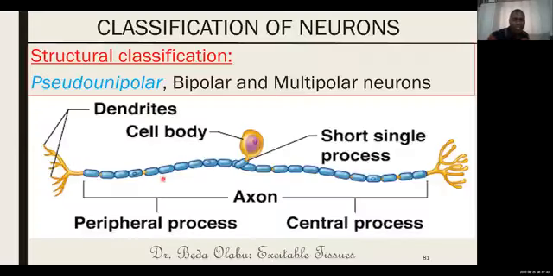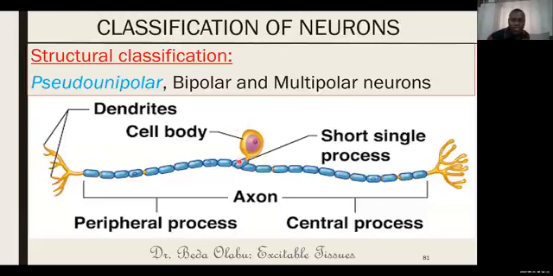How about pseudounipolar neurons? We have said that pseudounipolar neurons, where the cell body is here, there's a short single process which then divides into two. Usually, of these two, there'll be one process which is peripheral, and that's the one that is dendritic. And there'll be another process that is central. That's the one that will be axonal. Pseudounipolar neurons are found in the peripheral nervous system.